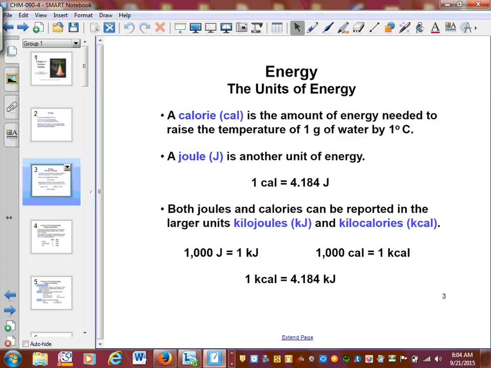So what about units of energy? We have what's called a calorie. It's the amount of energy needed to raise the temperature of 1 gram of water by 1 degree Celsius. So if I have a milliliter of water, which is 1 gram, because water's density is 1 gram per milliliter, and I heat it from 24 degrees Celsius to 25 degrees Celsius, I've expended 1 calorie of energy.